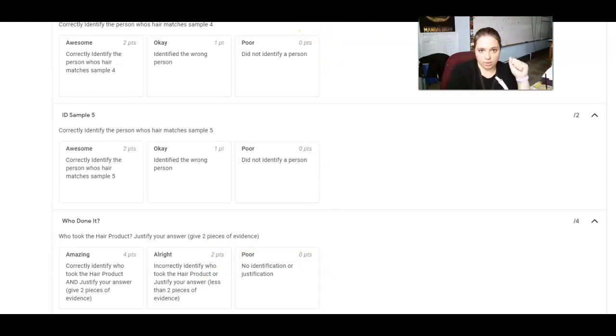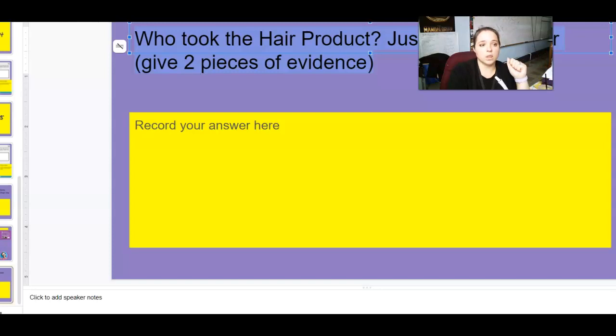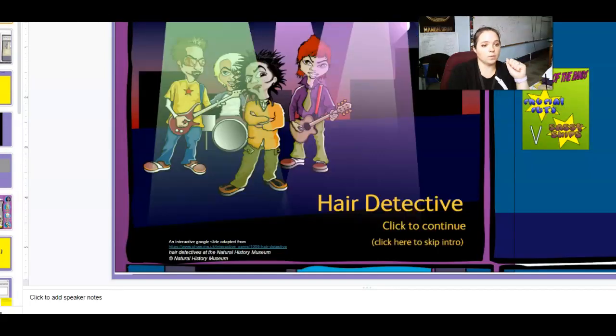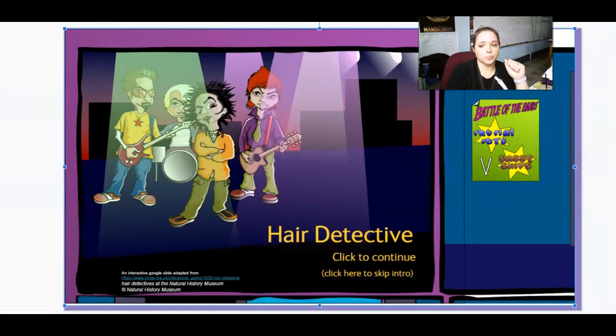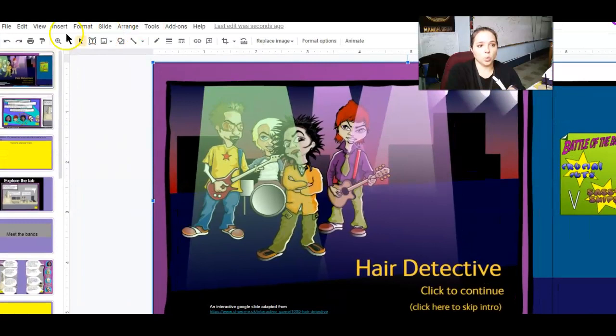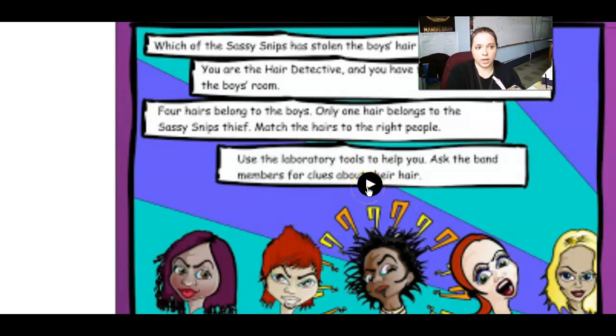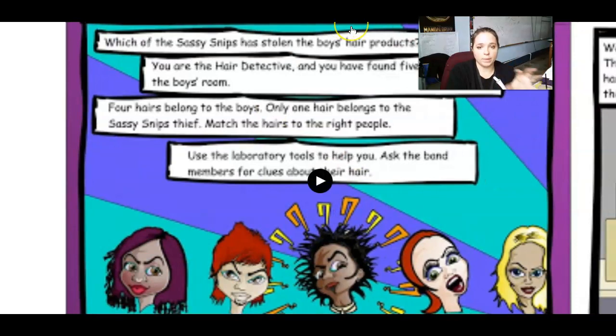So what am I talking about? I am talking about this right here, the hair detective. The first thing you're going to have to do is go up to yours, click on view, and click on present. And once you get to this, you're going to click play, and it is going to go through the whole thing and explain what happened. If you don't do this, you're not going to see what happened.